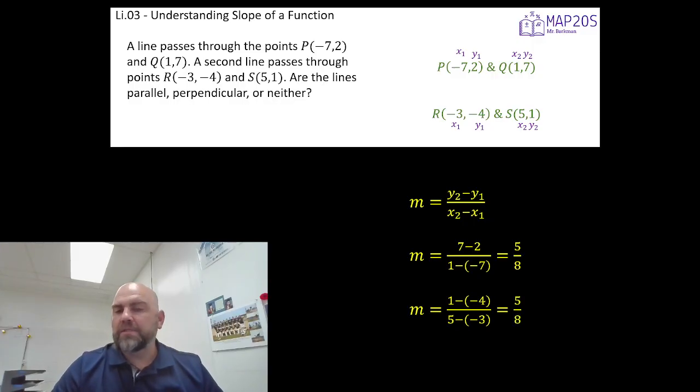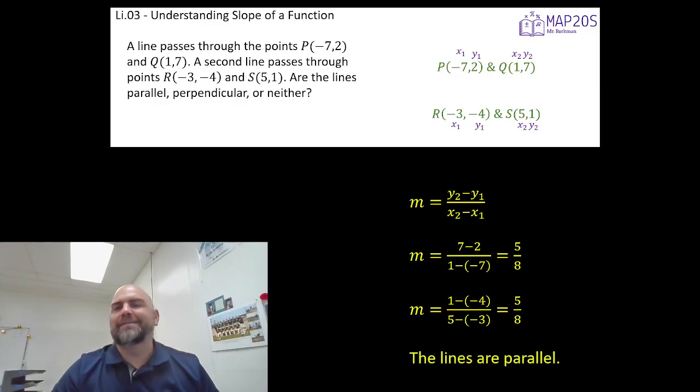And when we look at these two here, they're both exactly the same, which means that in fact they are parallel lines. Yeah, they have the exact same slope, which means they are parallel lines. They won't ever cross each other. They will keep on running side by side forever and ever on the graph.